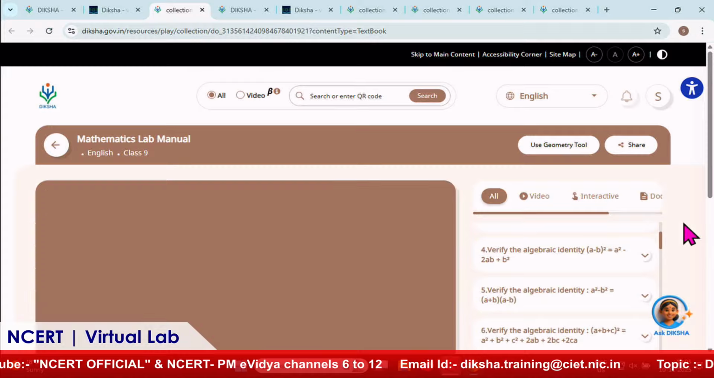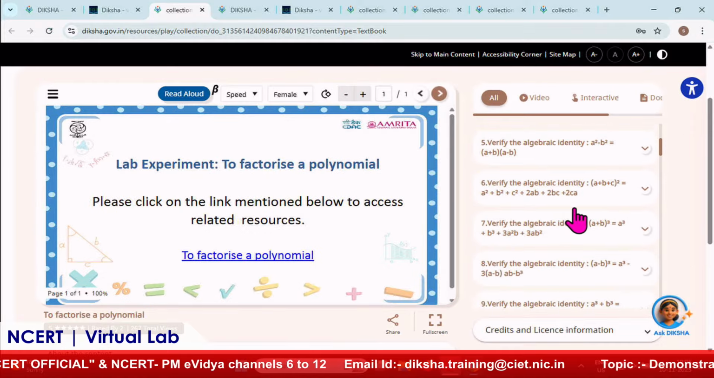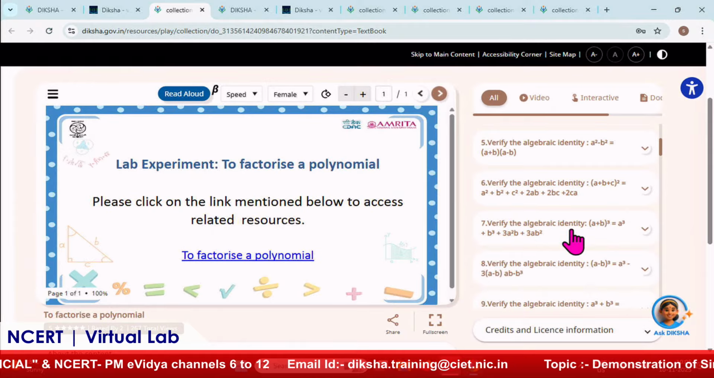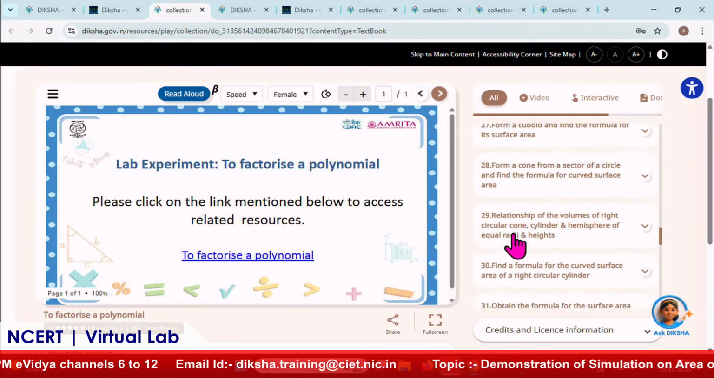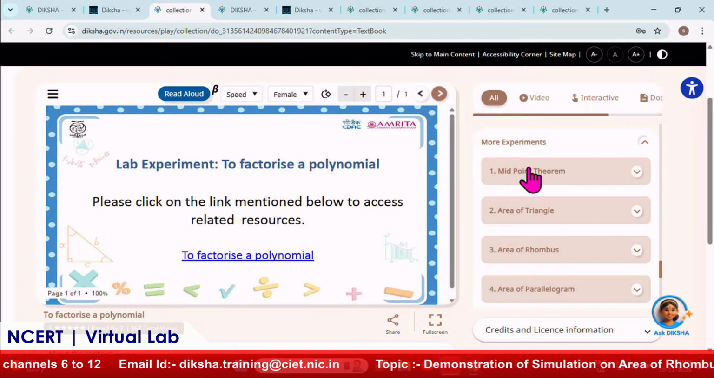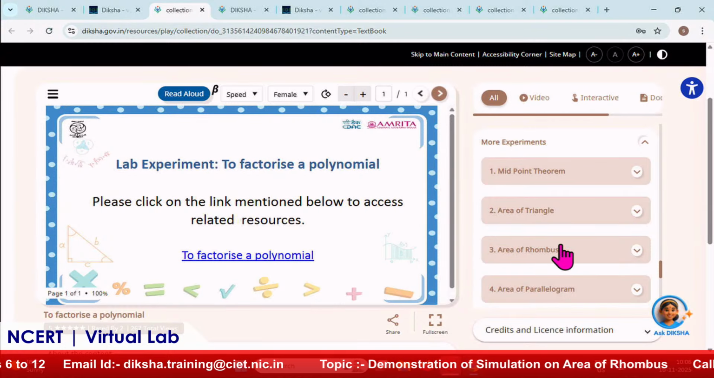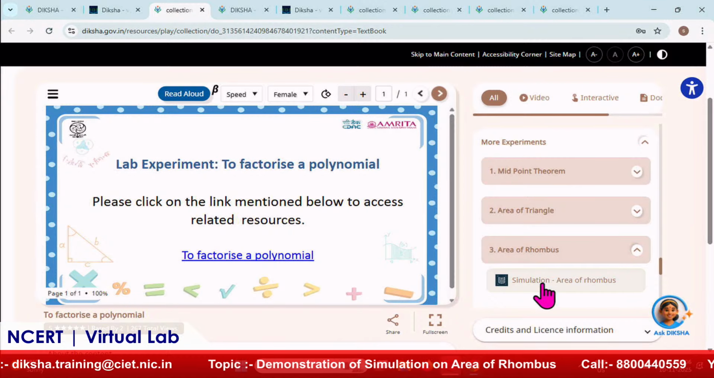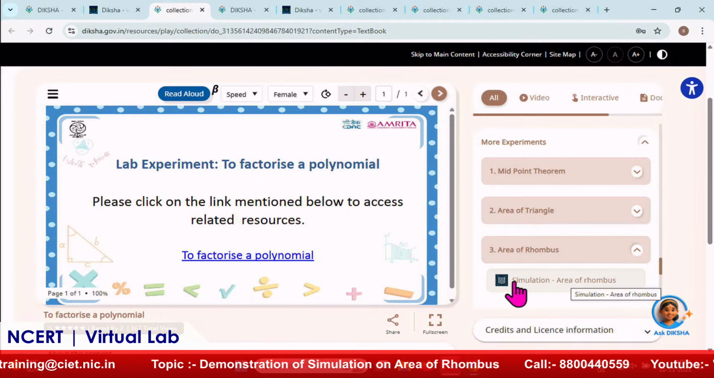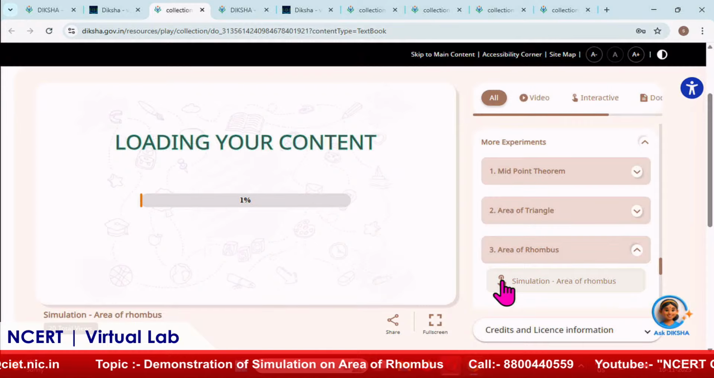So this is our table of contents. We can see that there are many experiments listed over there. Today's experiment is given in the more experiments, and this is area of rhombus. We have to simply click on the area of rhombus and we can see the simulation is given. So click on the simulation button.